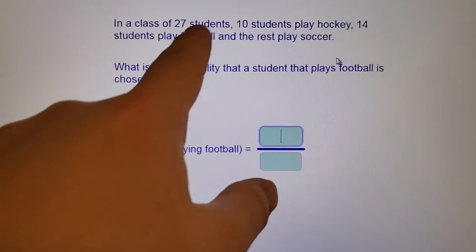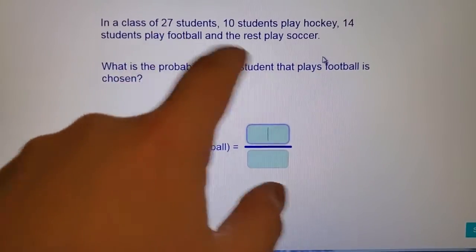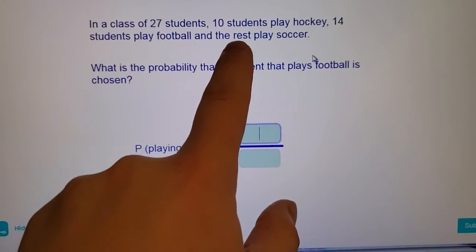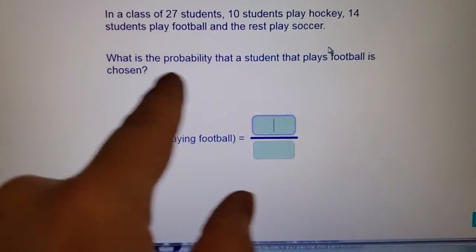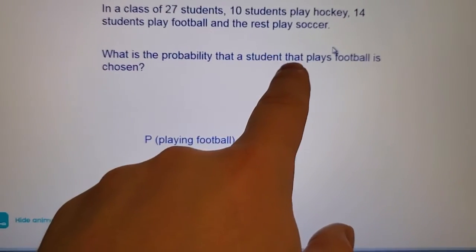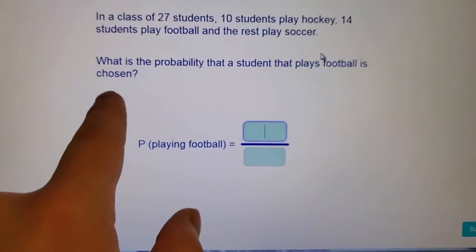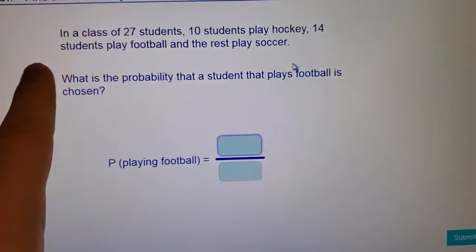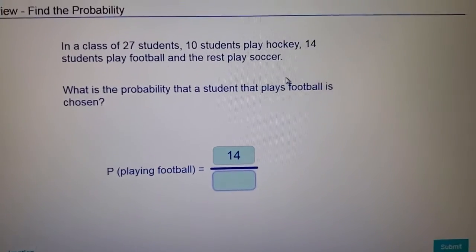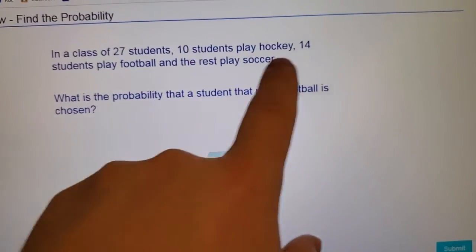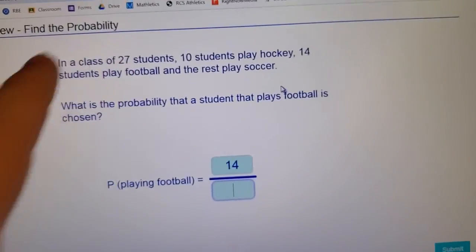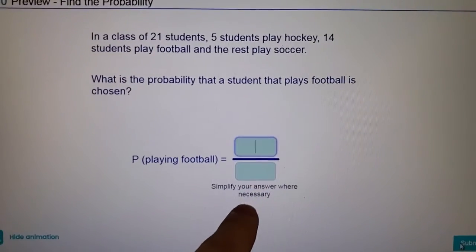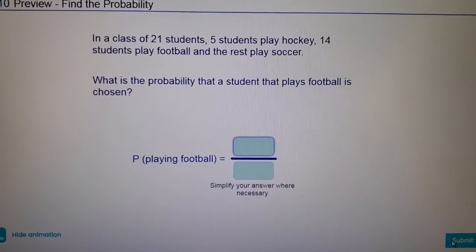In a class of 27 students, so that's how many students there are in total. 10 students play hockey, 14 play football, and the rest, which we don't know, but we can find out, play soccer. What is the probability that a student that plays football is chosen? So if we're going to choose football, we find those who play football. There's 14 students that play football, so it's 14. And then out of how many possible things, there's 10, 14, and then the soccer, which all adds up to 27. It's 27. They often give a clue if it's a question you have to simplify, but I have seen where it doesn't.